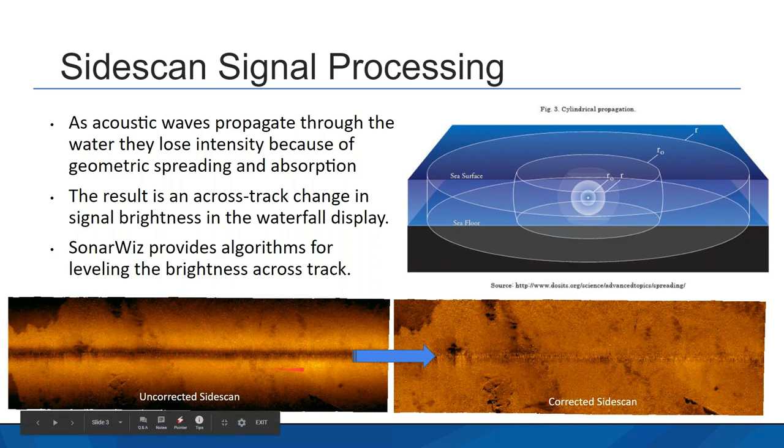How that affects us in Sidescan is that we tend to see a pattern that looks like this, where you've got the nadir stripe down here in the center. Then it's a fairly strong signal. And then as the range increases, it gets weaker and weaker and weaker until finally it extinguishes. We don't see any more data. So this across track correction is what our gain algorithms are trying to correct for. They're trying to make this data set here look like this one.